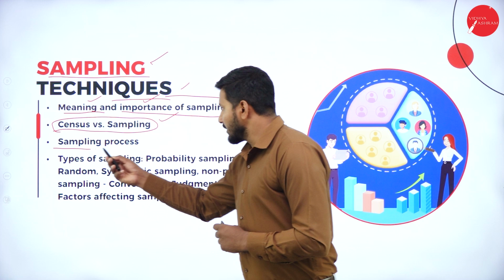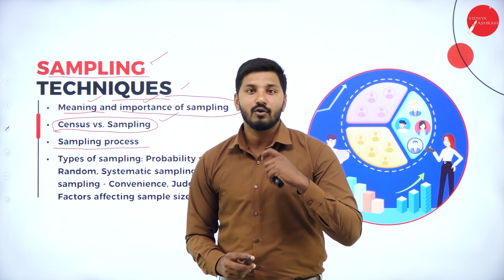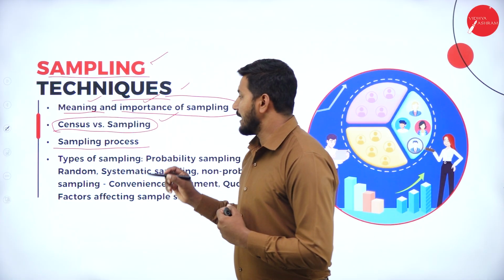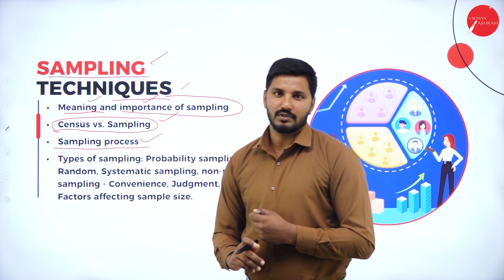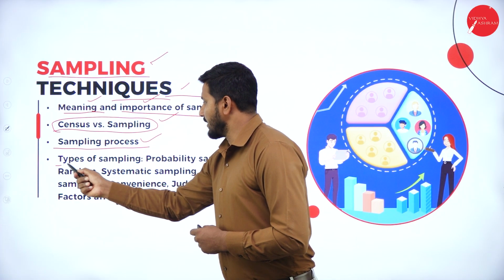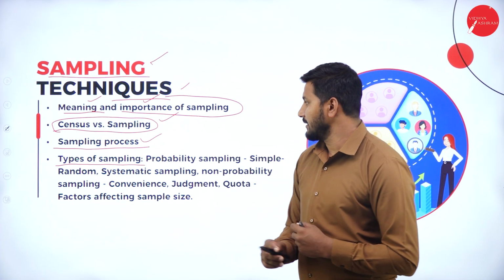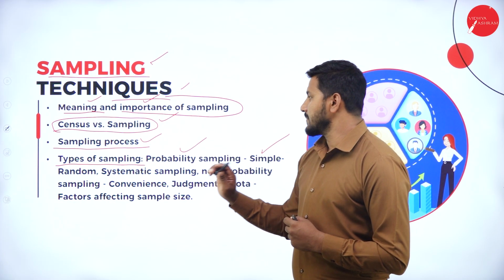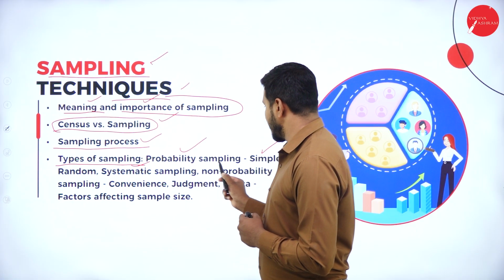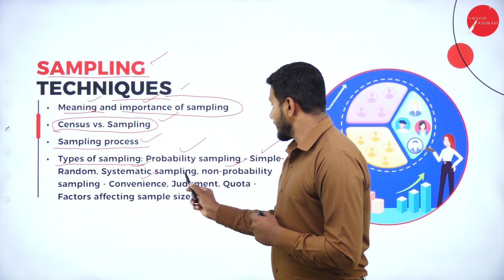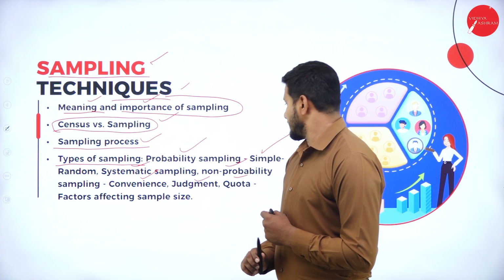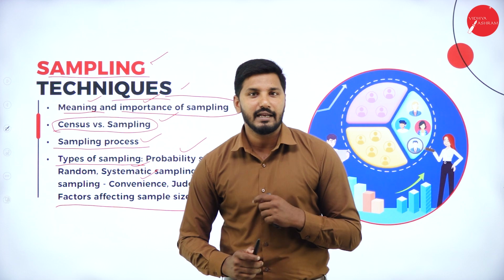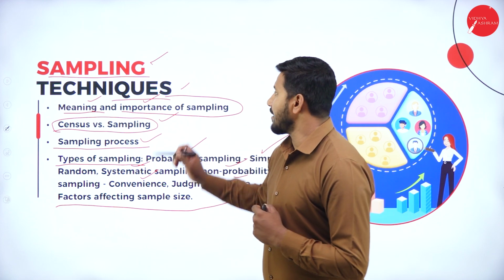And the next one, the sampling process. How we are going to conduct a sampling process? What are the steps we have to follow? That comes under the sampling process. And afterwards we'll be having several types of sampling. In that, the probability sampling will be there, simple random sampling, and systematic; non-probability, convenience, judgment, quota, and factors affecting sample size. So these are all the major types included in the sampling techniques.